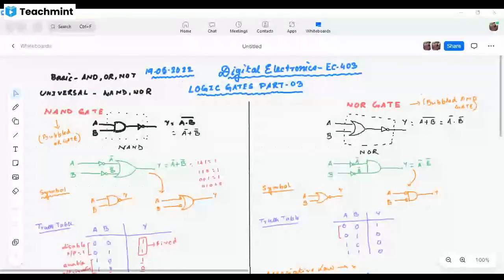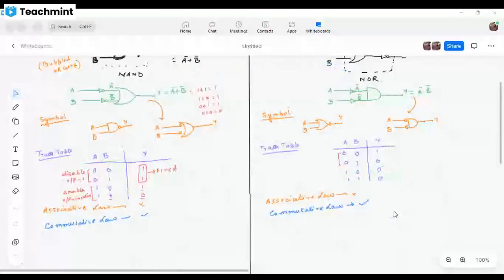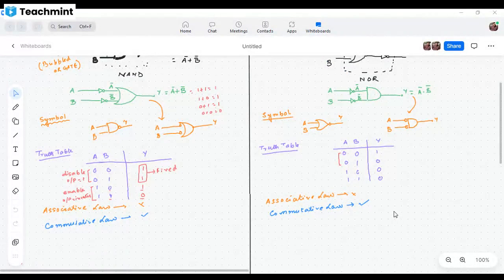So can you see the board? Yes, sir. Okay. So what I'm telling is that the NAND and NOR gate do not follow the associative law, but they follow the commutative law. Okay.